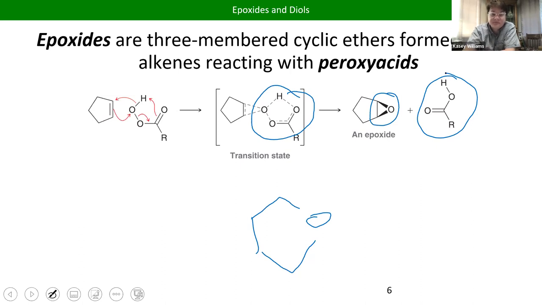So PBA would then look like 1, 2, 3, 4 carbons. The fourth carbon has the oxygen attached. It looks like that molecule. That R group doesn't really play a role. Whatever's convenient, whatever peroxy acid you can order for your lab, if you're trying to do this reaction, it doesn't really matter what that R group is.